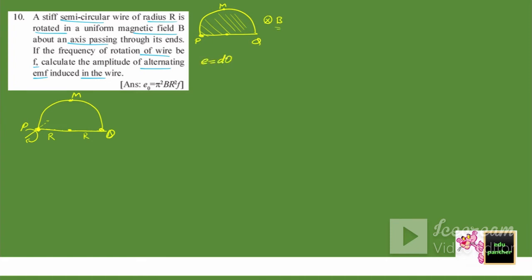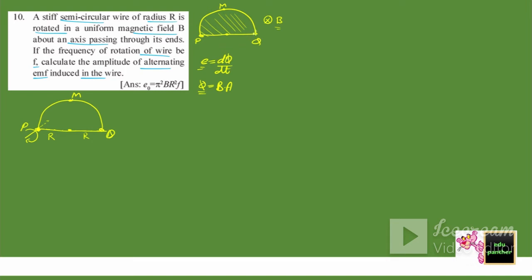EMF induced is simply minus d phi by dt, and flux is magnetic induction into area. Now area and magnetic induction both are constant, so definitely phi will be constant. Phi is constant, so the EMF induced will be 0. In this complete loop, your EMF will be 0.